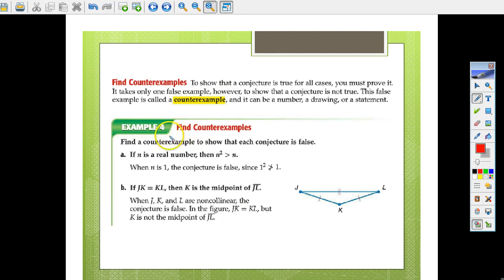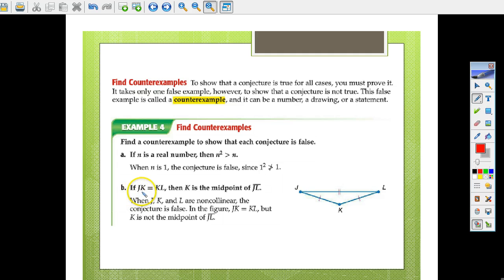Okay. Find counterexamples. Find a counterexample to show that the conjecture is false. If n is a real number, then n squared is greater than n. When n is 1, the conjecture is false, because n squared is 1, and 1 is not greater than 1. There's one example that makes this false. So that is a counterexample.